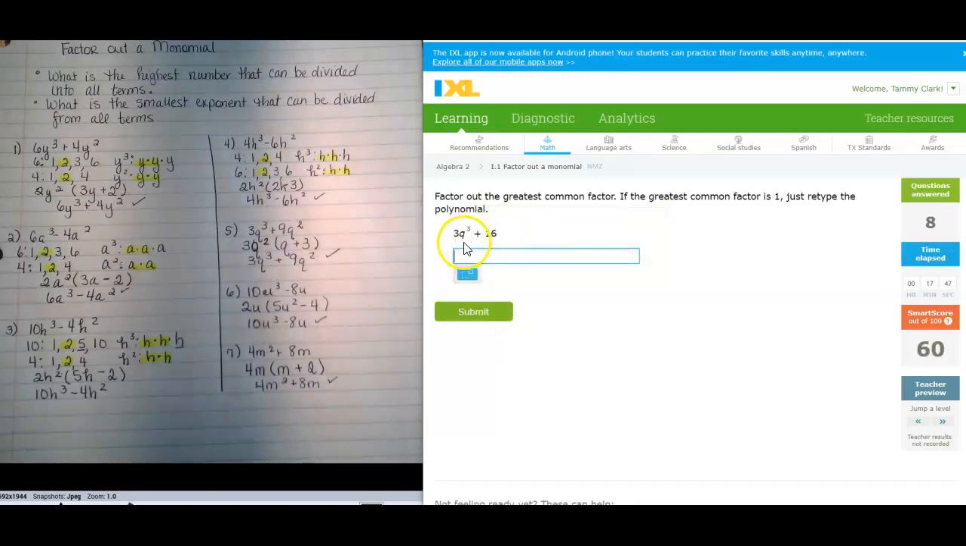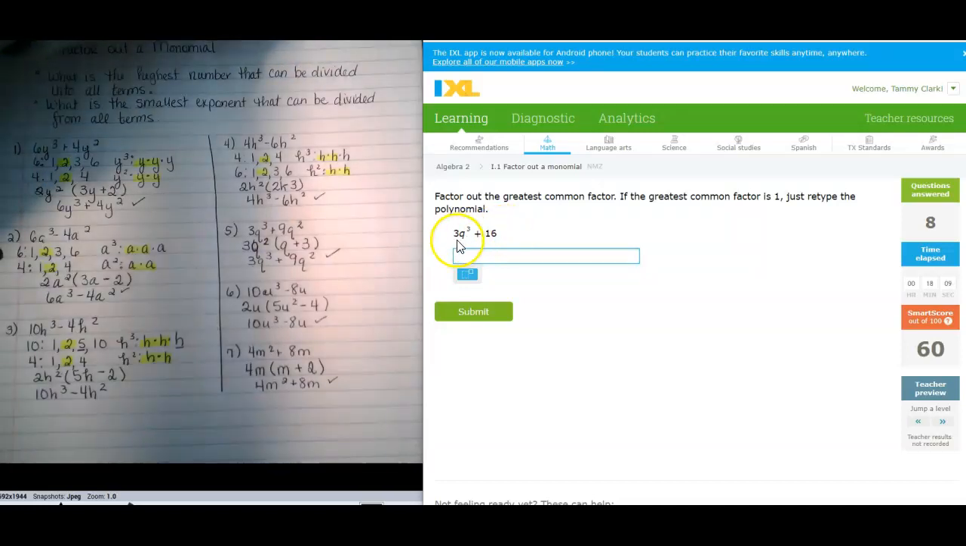All right, we've got 3q cubed plus 16. Well, the factors of 3 are 1 and 3. The factors of 16 are 1, 2, 4, 8, and 16. Notice that the only thing they had in common was 1. So, because we don't have a factor larger than 1 that's common to both, we're just going to retype what we have. So it's 3q cubed plus 16.